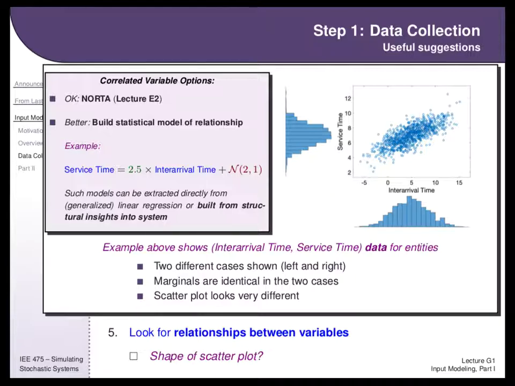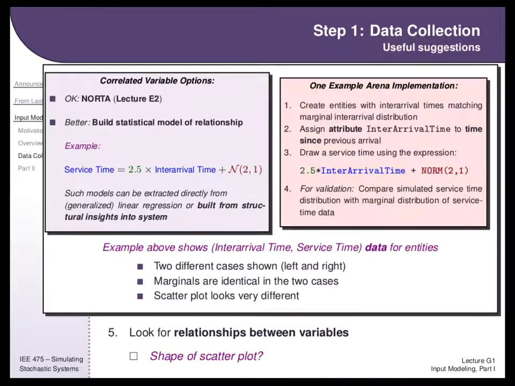then I have something that I can model inside Arena. So inside Arena, I can then draw an interarrival time, and then from that interarrival time, I can multiply by 2.5 and add some noise and use that as my service time. So it's actually not too difficult to build correlations in, but you had to know to look for them to begin with in order to build these models. And if you can do this, it actually simplifies the modeling process because I have fewer models to worry about because service time gets set by interarrival time. Are there questions about this correlation idea?